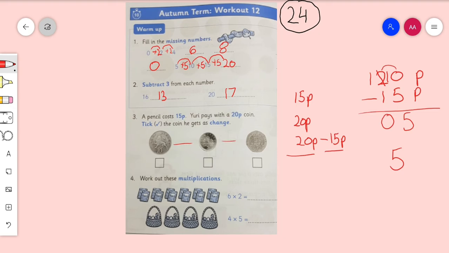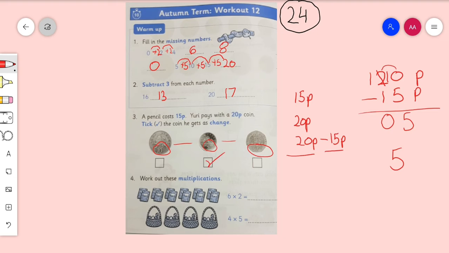The first one is a 10p coin because you can see it says 10 here. This one is a 20p coin because it has 20 here. Yeah, this one is a 5p coin because it says 5 there. So we can tick this box.